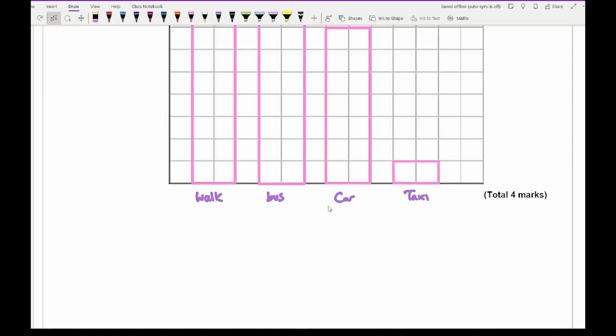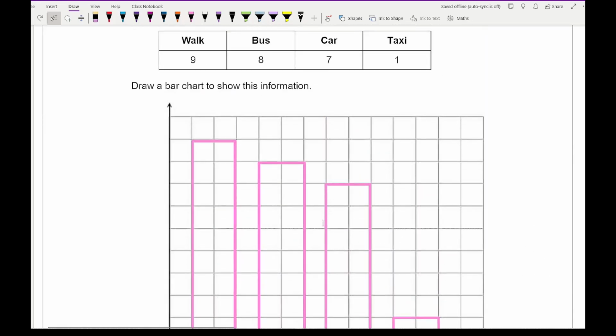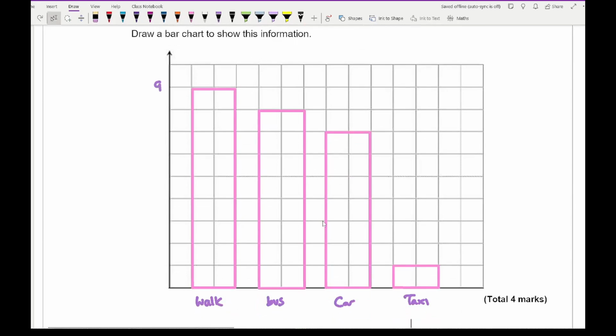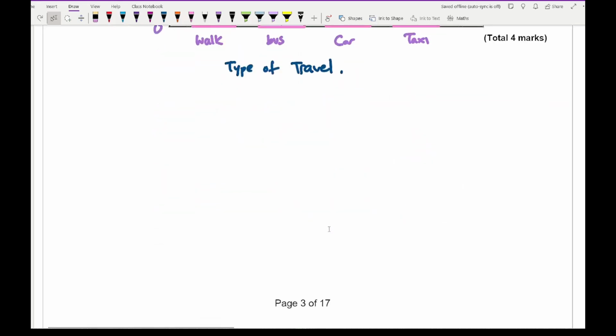And again, my bars are 2 squares across this time with a gap of 1 square. All that's left for me to do is label. So here I've got 9, 8, 7, 6, 5, 4, 3, 2, 1 and 0. And then I label the axes: frequency, and here method or type of travel. So something along those lines would be absolutely fine for the full marks.